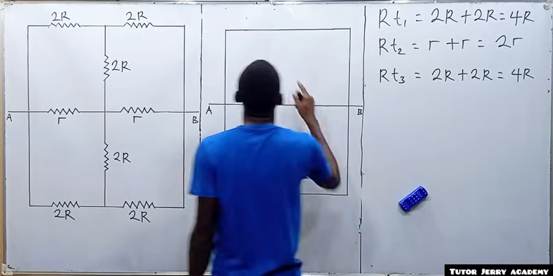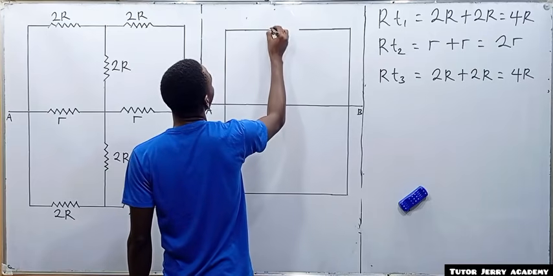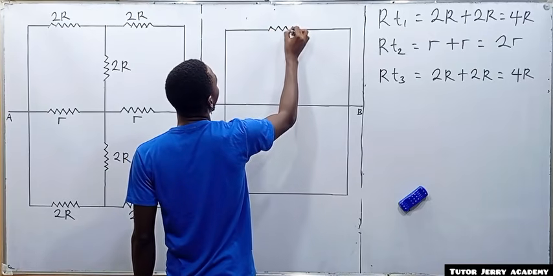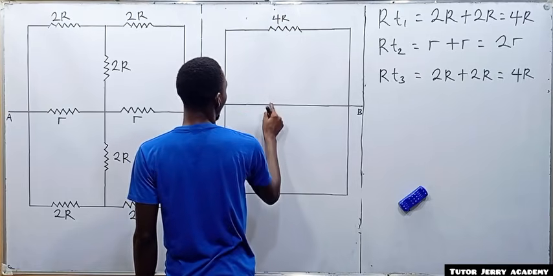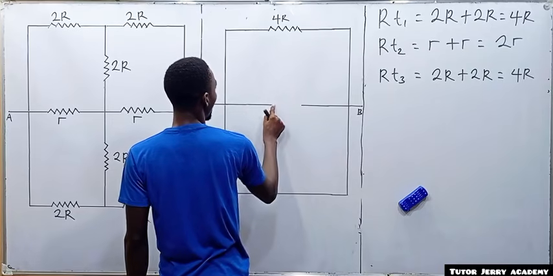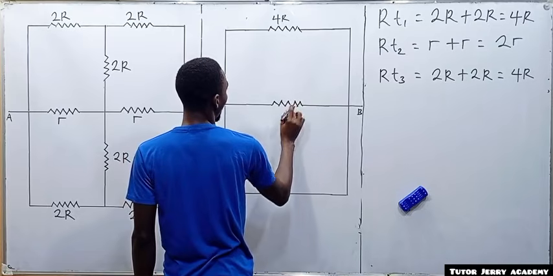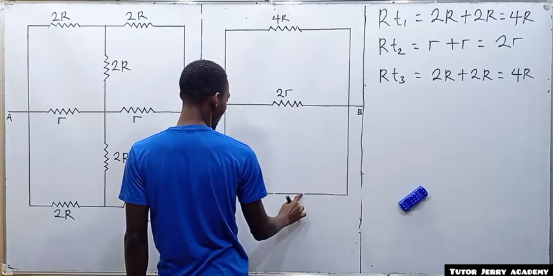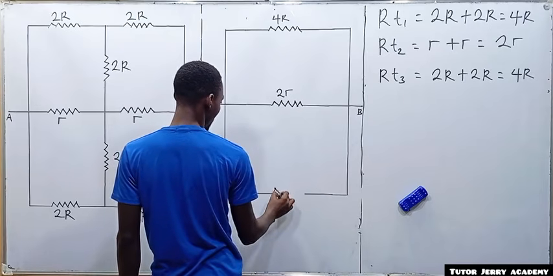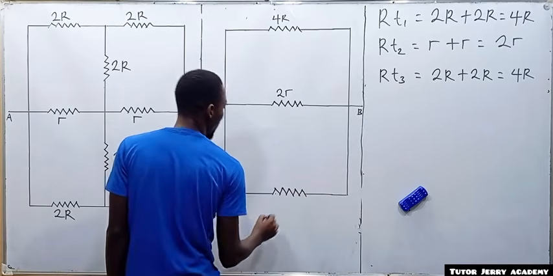All right. So here we are going to have 4 ohms, 4R. So here we are going to have 2R. So here we are going to have 4R. We're going to have 4R here.